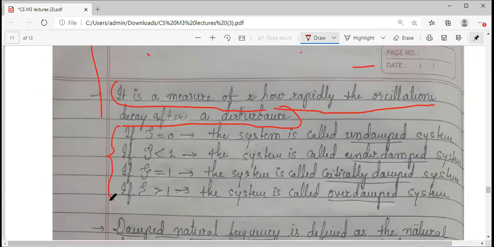And some conditions are there, for the 4 classifications that I gave you. What will be the value of the damping ratio? According to that, the system will be classified.